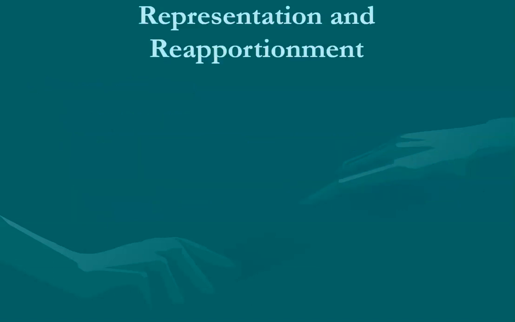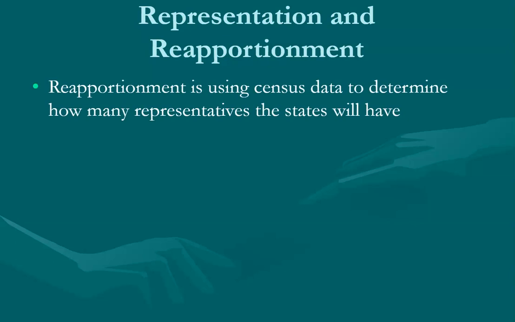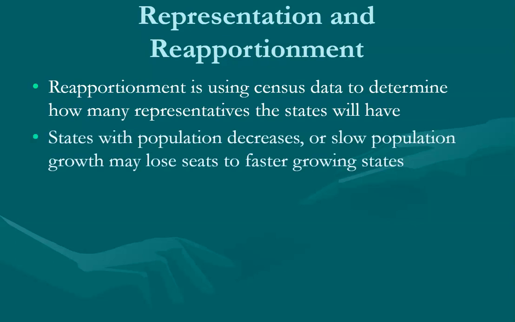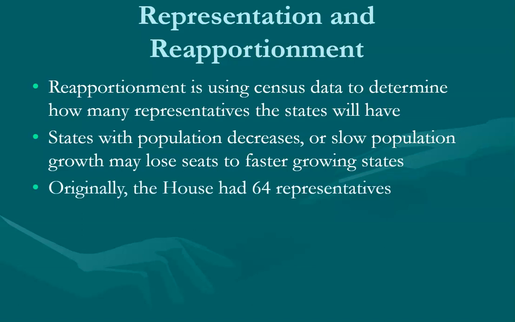And now, representation and reapportionment. Because the House of Representatives is based on population, they have to figure out how many representatives each state gets. Reapportionment is using the census data to determine how many representatives a state will have. States with a population decrease, or if the population growth is slower than other states, may lose seats to faster-growing states. Originally, the House of Representatives only had 64 members.